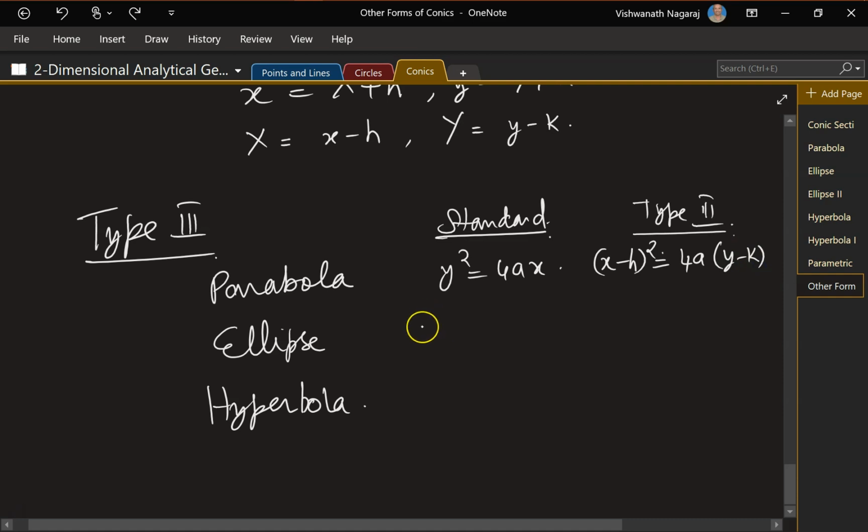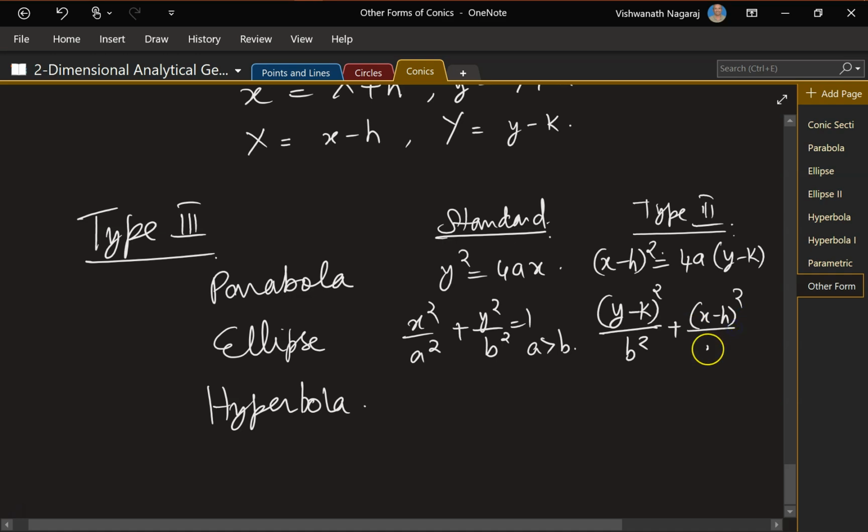Okay, now in case of ellipse, standard form is x square by a square plus y square by b square is equal to 1, and a is greater than b. In type 3, here interchange the x and y, and then remember to shift the origin. So y minus k square by b square plus x minus h square by a square is equal to 1, and interchange a and b. So b is greater than a.